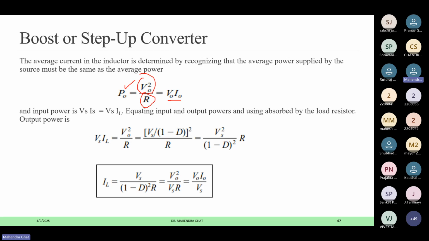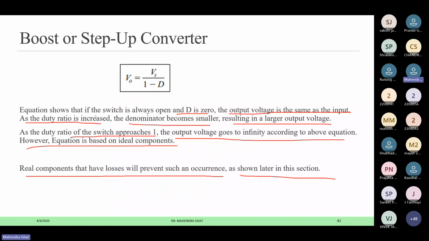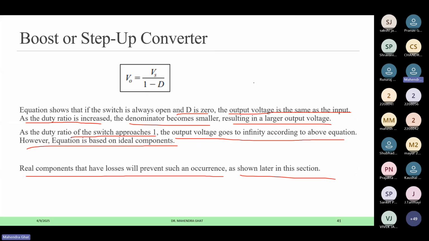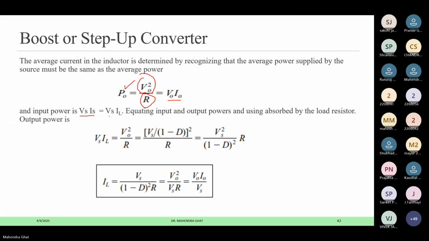The input power is Vs into Is. If we consider the circuit, you can see the Is here. When the switch is closed, the Is flows in this direction, and when the switch is open, the Is flows in this direction. So you can see the Is is the same as the IL. There is no difference between the Is and IL. So the same thing I have written here: VS into IL is the input power.